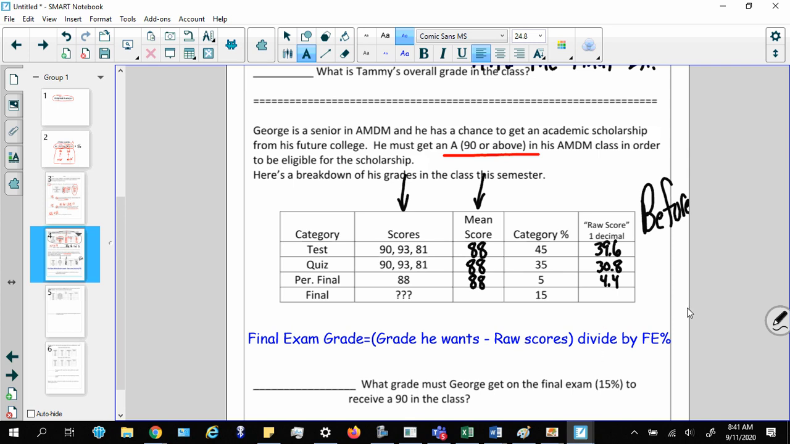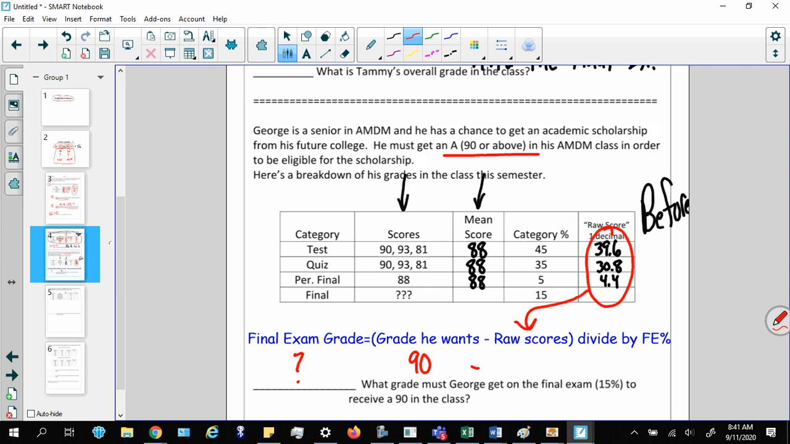All right. Now, let's do this in red. So the final exam grade, this is what we're looking for. The grade he wants is a 90. Now we're going to subtract that by all the raw scores. So that means all these numbers added together. That's 39.6 plus 30.8 plus 4.4, and you get 74.8. That's the first thing we need to do.